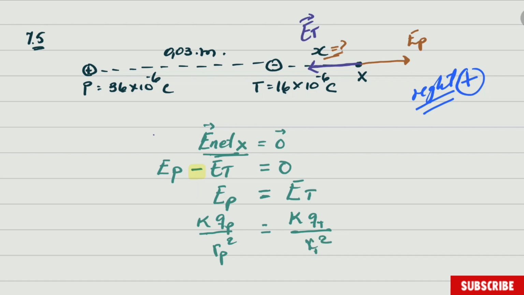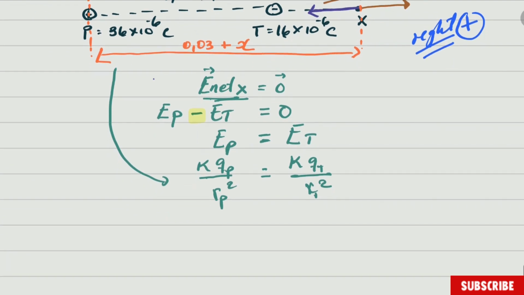I write distance P and distance T because now we go to the picture here. You need to notice that the distance from P is from here to there. So in other words, this distance is nothing other than 0,03 plus X. That is very important here. So we are going to come down here and substitute that. We have K QP divided by the distance, and the distance is 0,03 plus X, all squared.